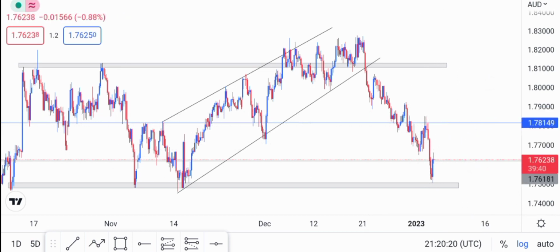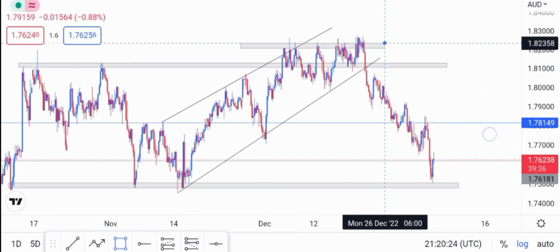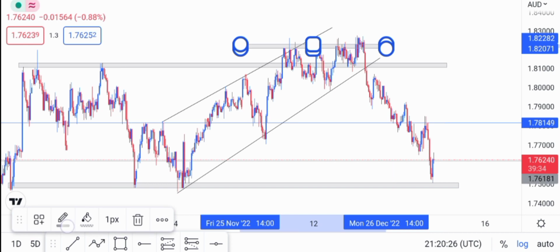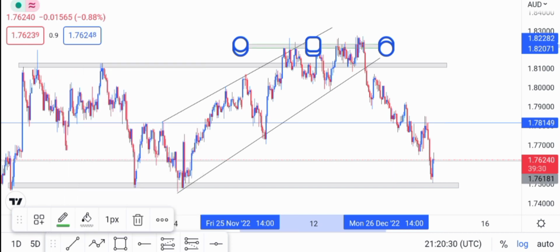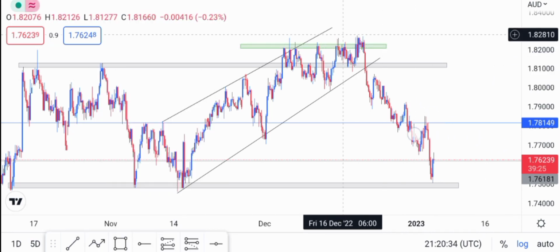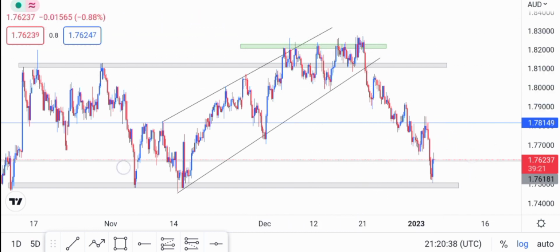So if you look closely, you can see this level here was respected as well. So let us mark it out. Let us change its color to green. Okay, so we have a bit of rejection, and a push to the lower side.